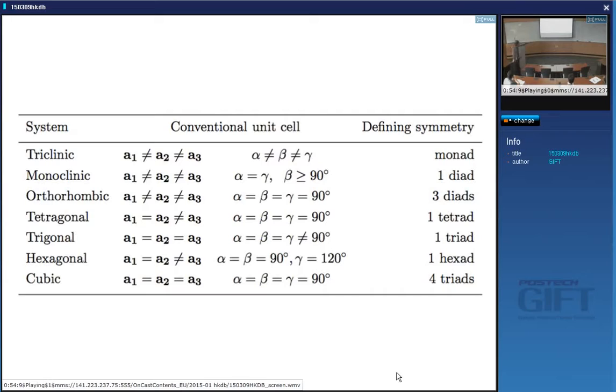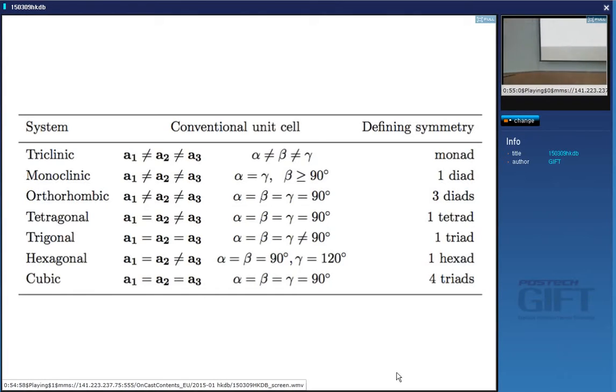This is quite important, right? A triad is a rotation axis with 120 degrees. If you cannot find four such axes, it cannot be cubic, right? So do you know which direction the triad lies along in a cube? Along the body diagonal, right? And there are four body diagonals, which are the four triads. If you do not have four triads, it cannot be cubic. So we call this the defining symmetry of the cubic class of crystals.